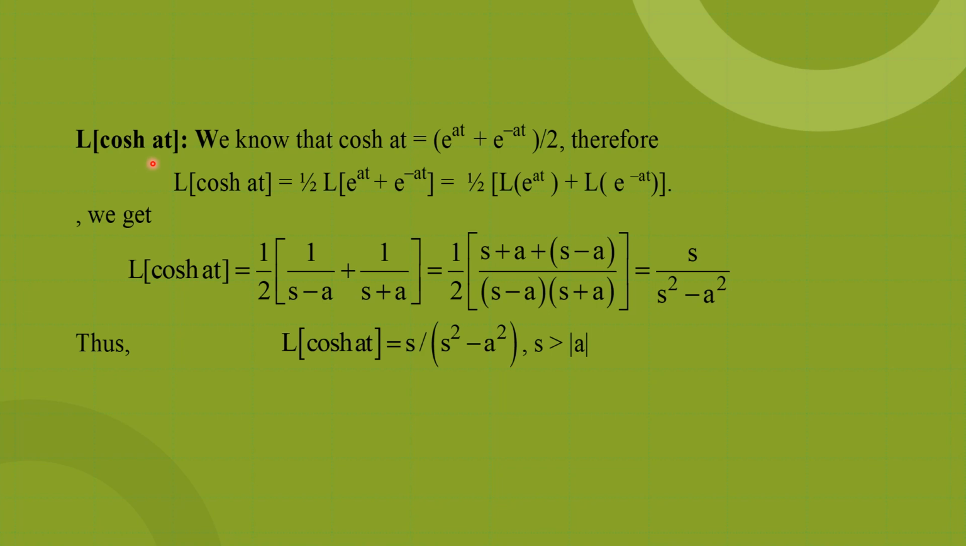Similarly, you can easily find Laplace of cosine hyperbolic at. Cosine hyperbolic at is equal to e power at plus e power minus at upon 2. So apply the Laplace: Laplace of e power at is 1 over s minus a, Laplace of e power minus at is 1 over s plus a, taking the LCM. So here we have s plus a, this LCM divided with this, s plus a, so you will have s minus a cancel, so you will have s over s square minus a square. So Laplace of cosine hyperbolic at is equal to s over s square minus a square.